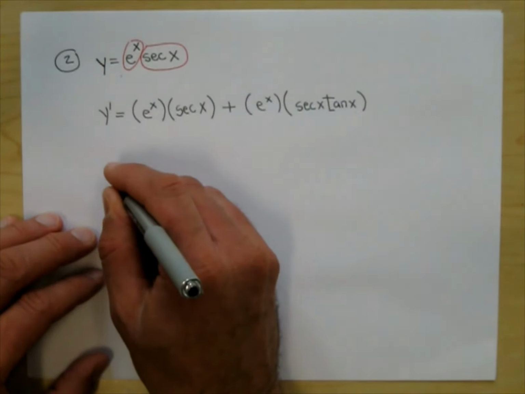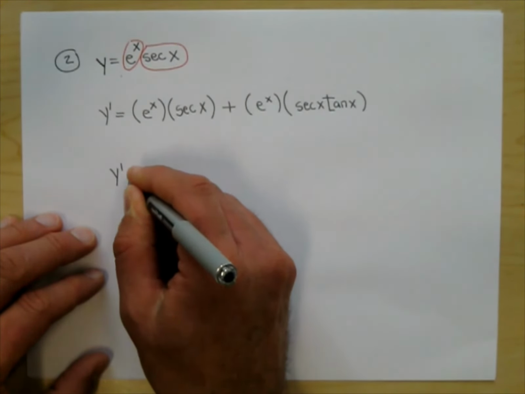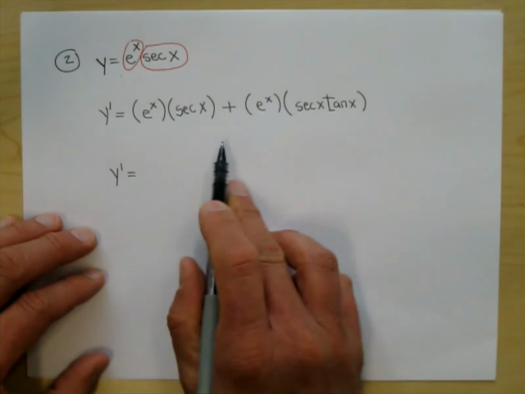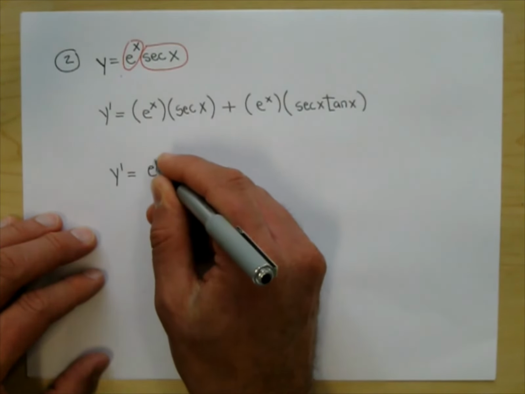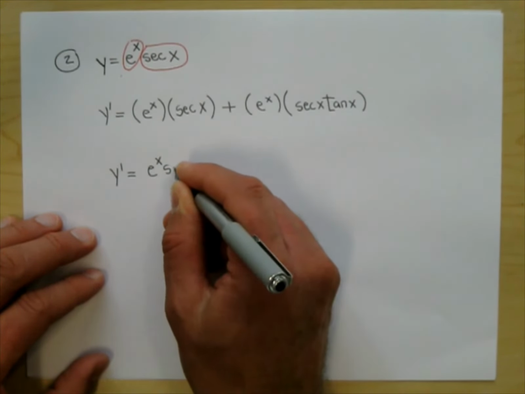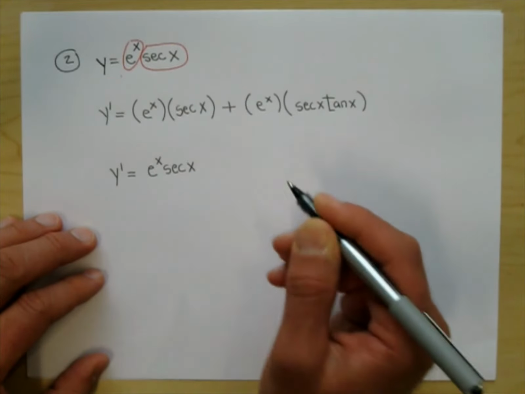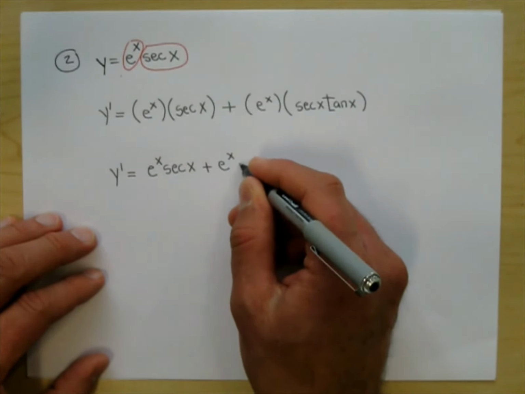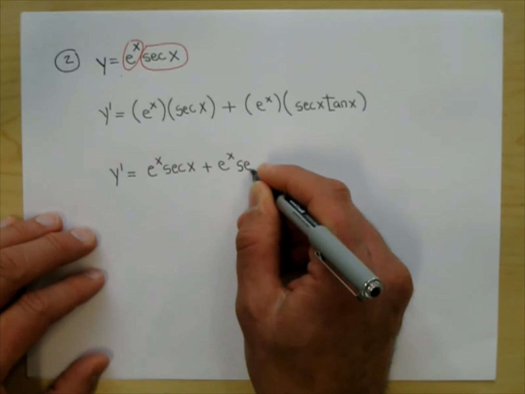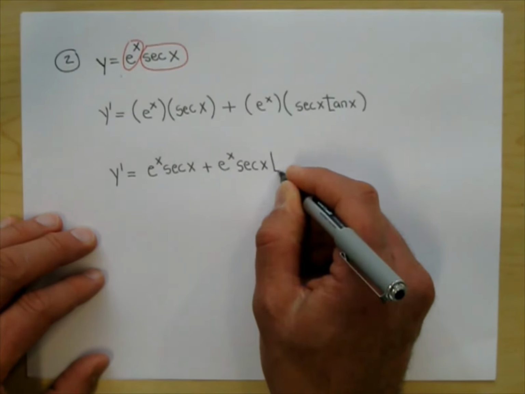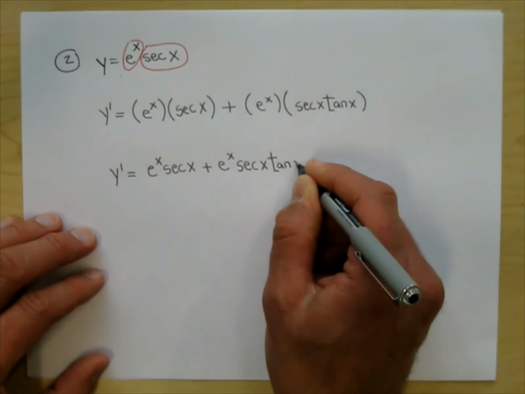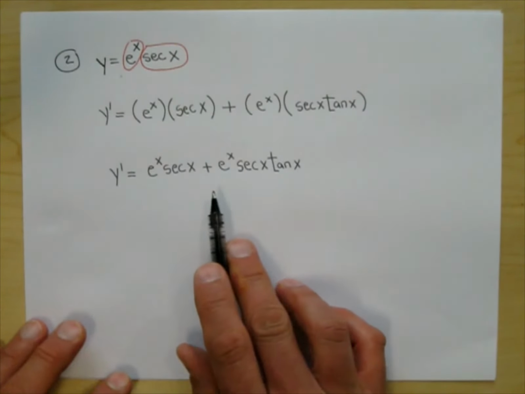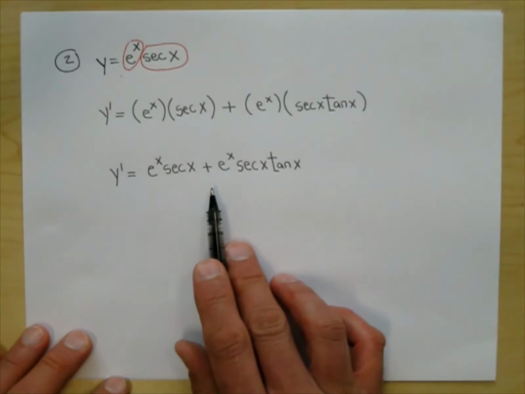Okay, so let's clean this up. Actually, it would have looked good if I didn't put all the parentheses. Look, this is an e to the x. So I'm just writing this without the parentheses. And we have plus e to the x, and then we have secant x, tangent x. Some of you are saying, well, can I factor out an e to the x?